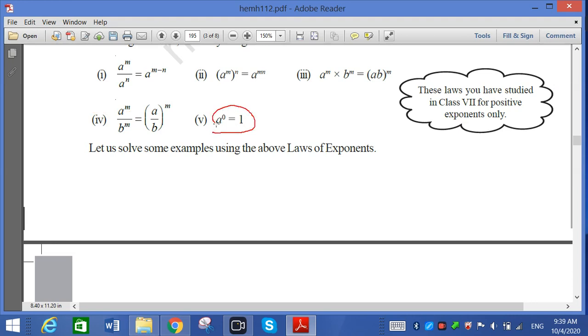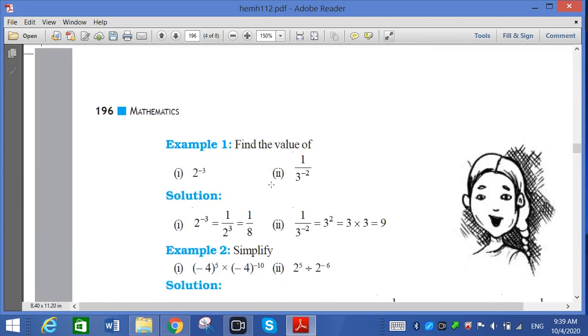A the power 0, the answer is 1. Any number, 25 the power 0, the answer is always 1. Any number with power 0, the answer is always 1. Now some more examples related to it.